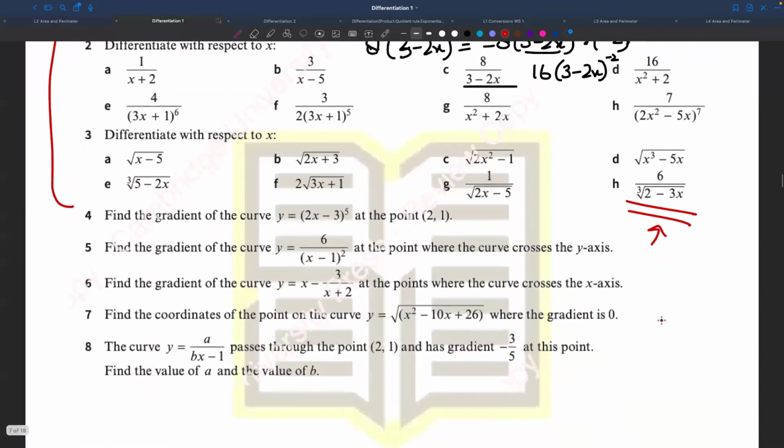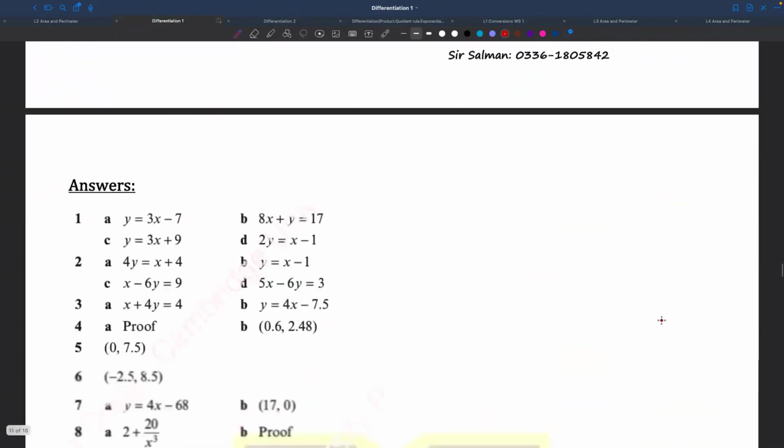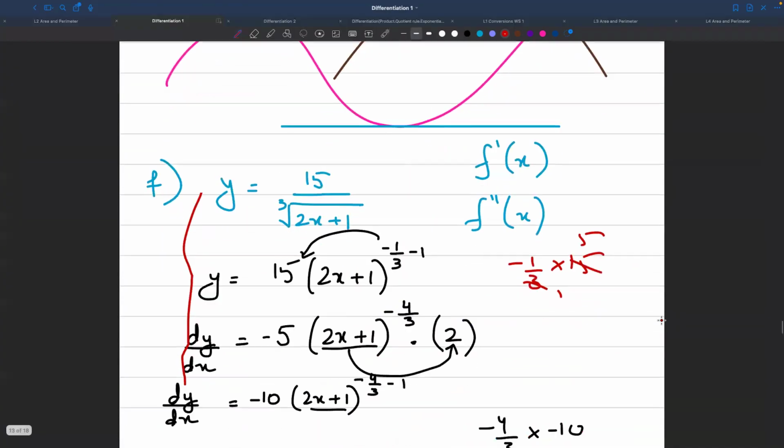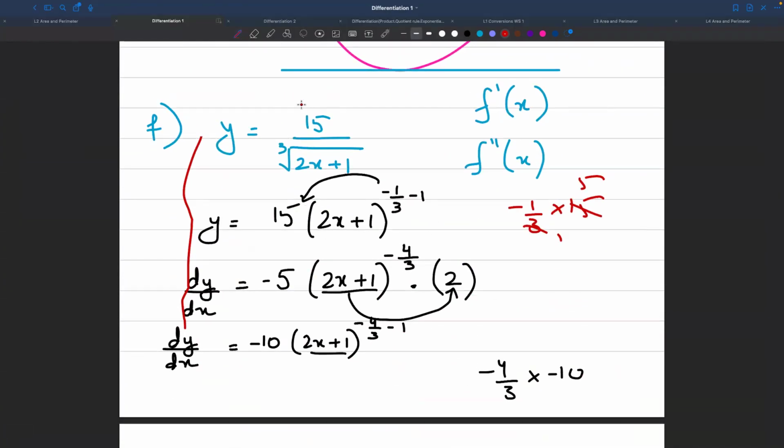If you're still confused how I got 5, it is as simple as I just multiplied the power by 15. Right, Umar? Yes, sir. The power was minus 1 upon 3. Minus 1 upon 3 times 15 is minus 5. Okay? Okay, Subhan.